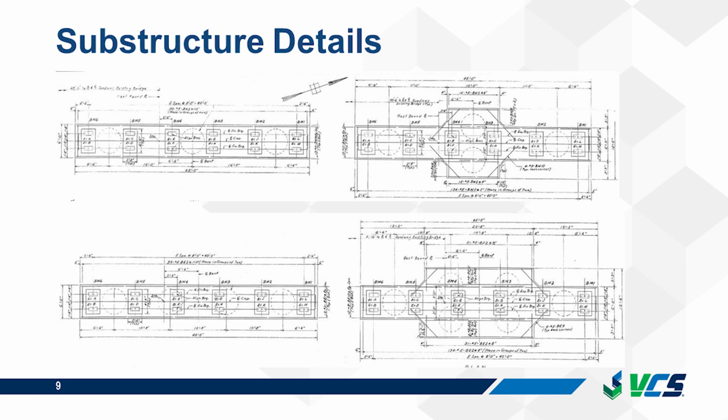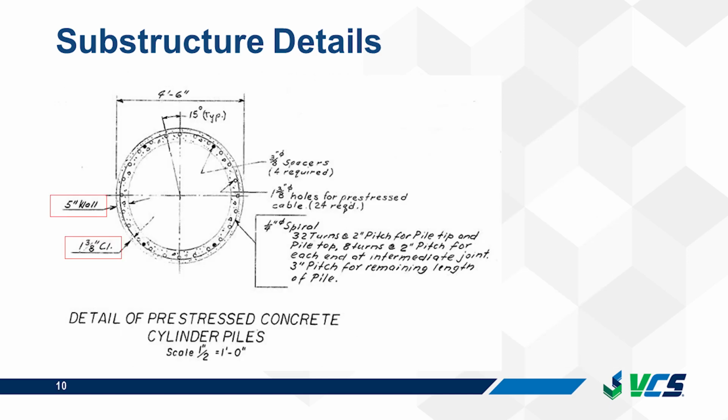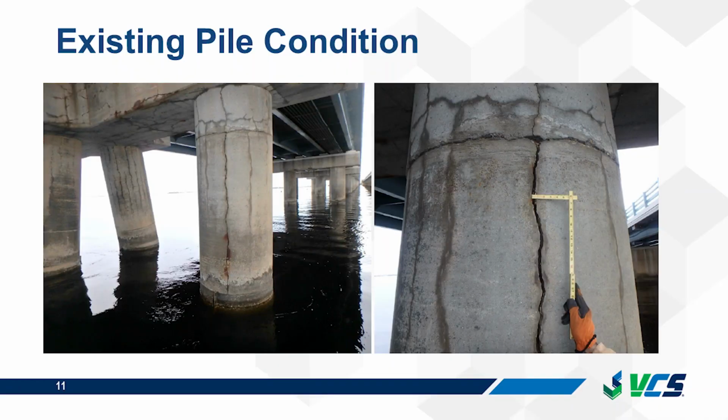And here is a design detail for the precast pre-stressed piles. So these piles were hollow. They have a 5-inch thick wall, and the cover depth specified in the original drawings was very shallow. It was only 1 and 3/8 inches, which especially for a marine environment, as we know now, is a very, very shallow cover depth. The piles have 24 pre-stressing strands. They're 54 inches in diameter, and there's also spiral reinforcement that's a 1/4 inch.